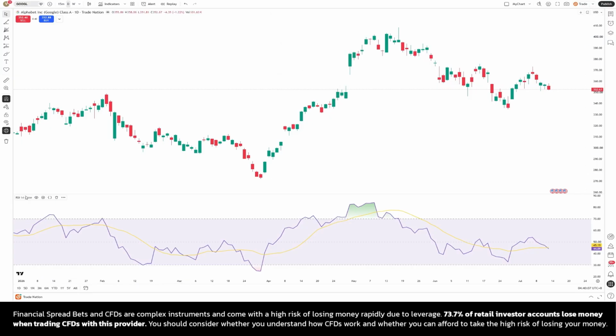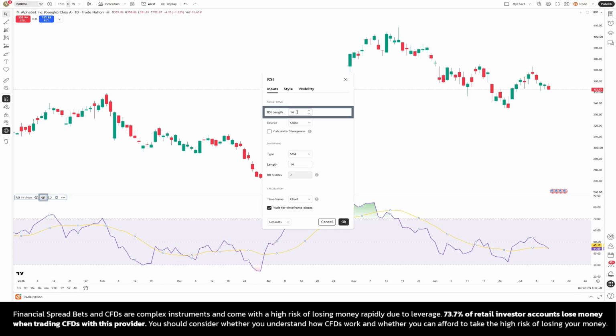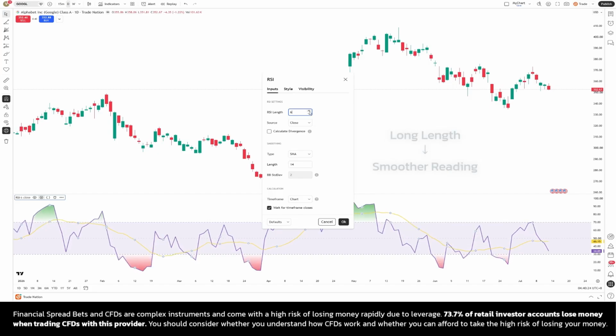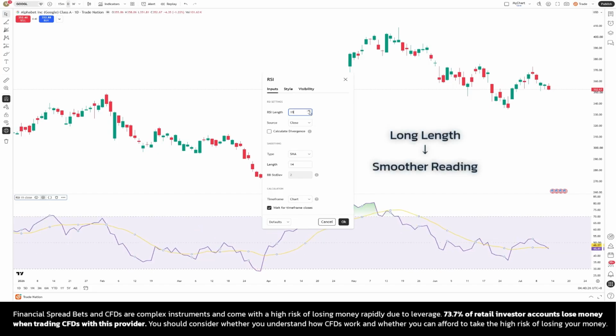The standard RSI setting is commonly based on a 14-period lookback. This means the indicator is measuring recent gains and losses over that selected period and converting them into a momentum reading. A shorter length makes RSI more responsive, but it can also make the line more sensitive to noise. A longer length smooths the reading, but it may react more slowly when momentum changes.